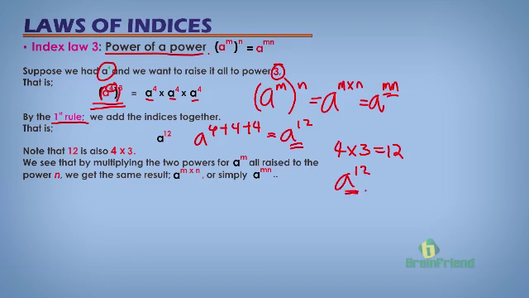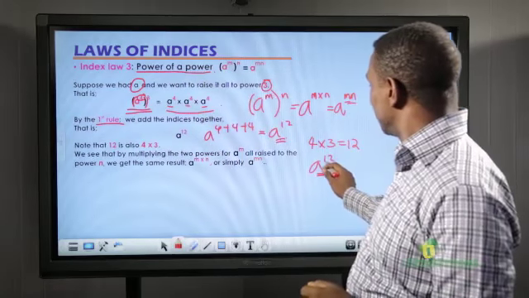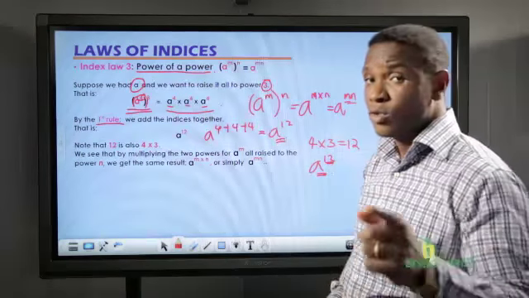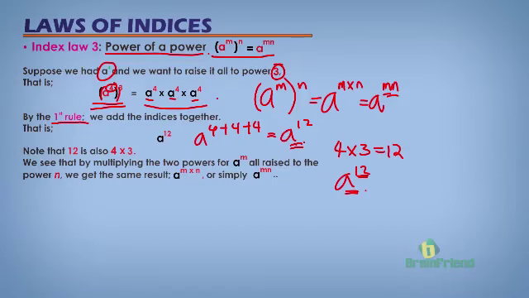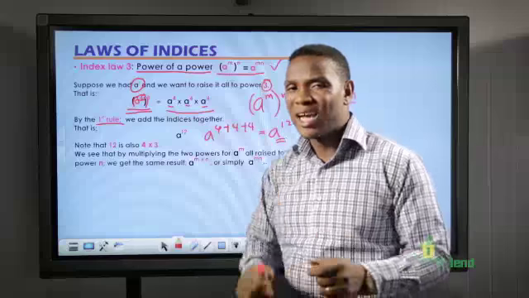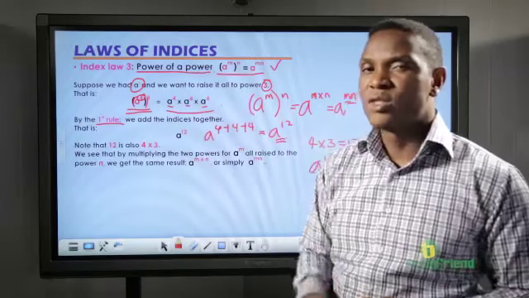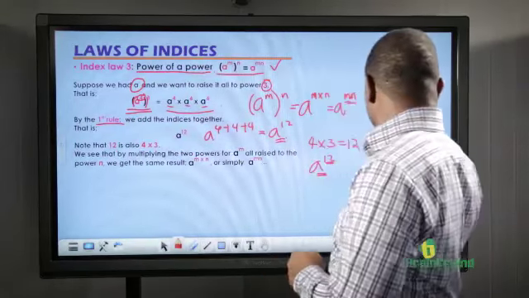So if you notice, the route we took to get a raised to power 12 gives us the same answer as this shorter route of multiplying our powers directly. 4 times 3 gives us 12. So we can say that our rule, which states that our powers multiply each other out, is also very correct. As we look at some examples, you will get to understand it a little better.